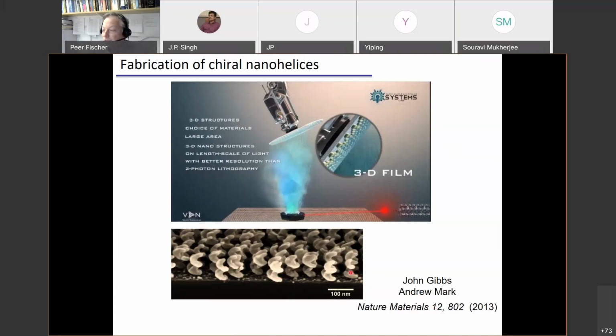And this was implemented and realized by John Gibbs and Andrew Mark. And John Gibbs is also going to give a talk in this meeting. And here you can, for instance, see metallic nanohelices made out of gold, silver, copper, and other interesting materials that are only 19 nanometers tall.